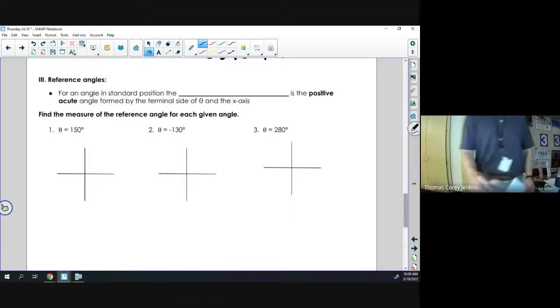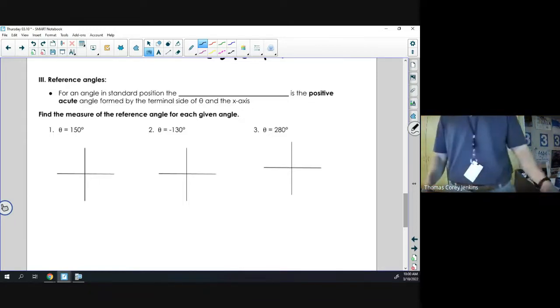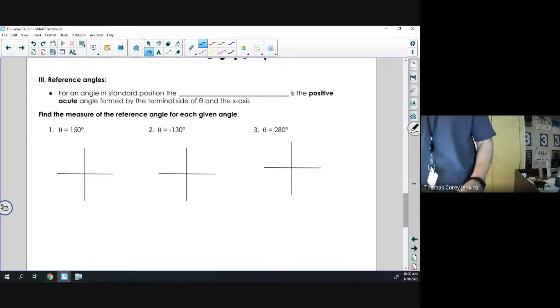All right, so we are going to finish up real quick with reference angles, and actually we'll do this tomorrow. Let's do this tomorrow, okay? You guys are already packing up on me, so we'll call it a day there.